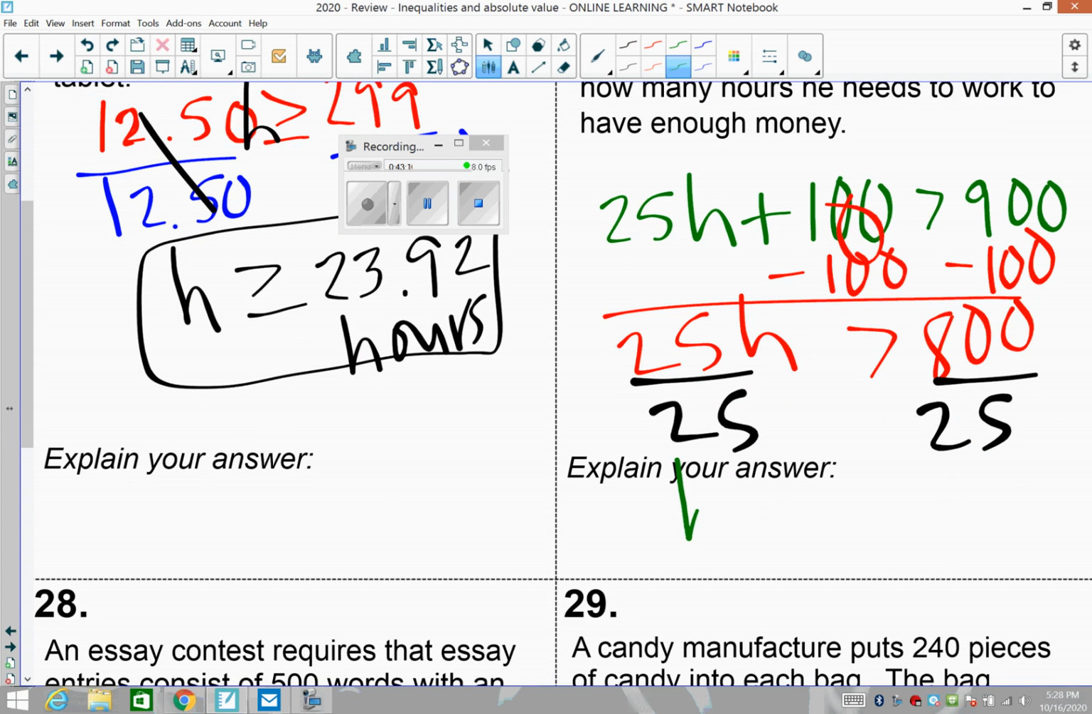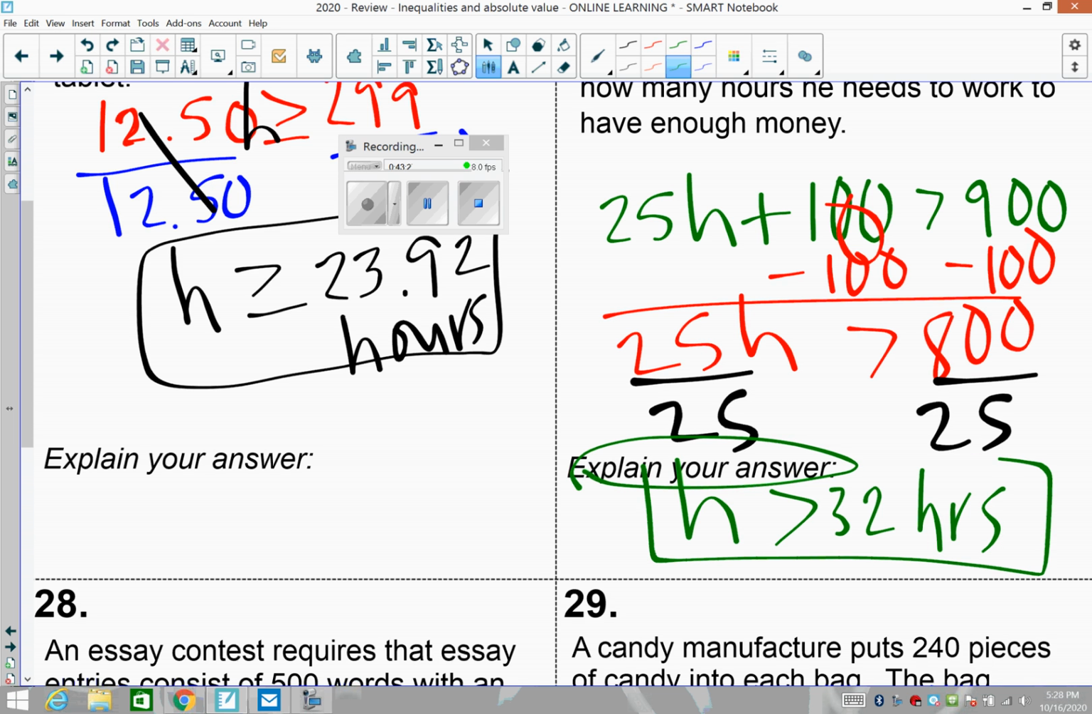So we get H is greater than 800 divided by 25, which is 32 hours. He needs to work more than 32 hours. So explain your answer in words. Tom would need to work more than 32 hours.